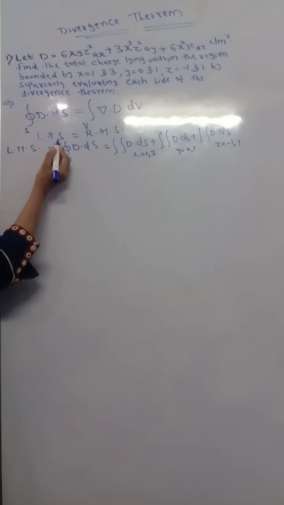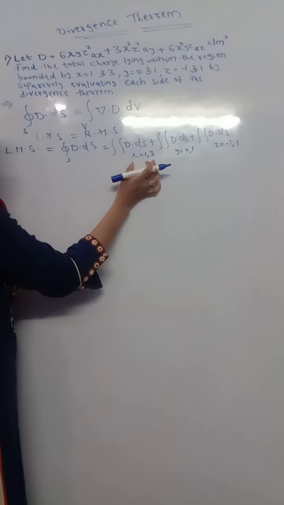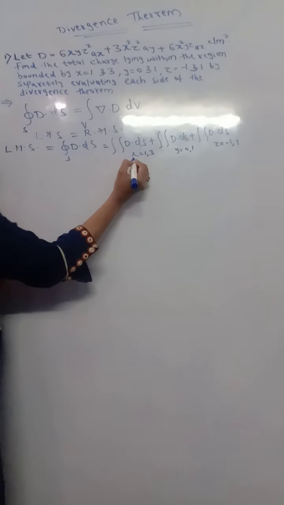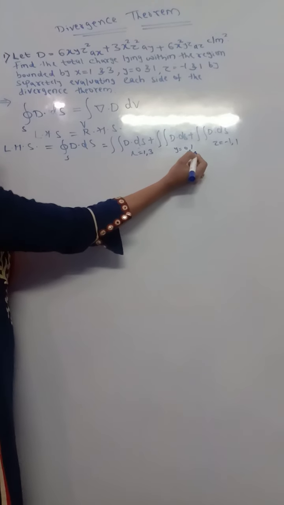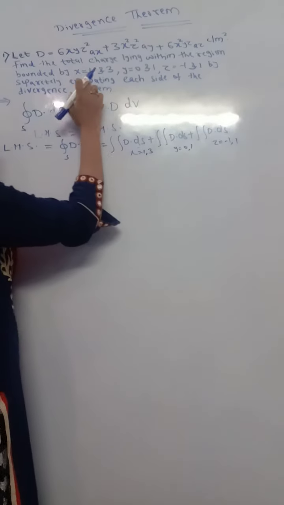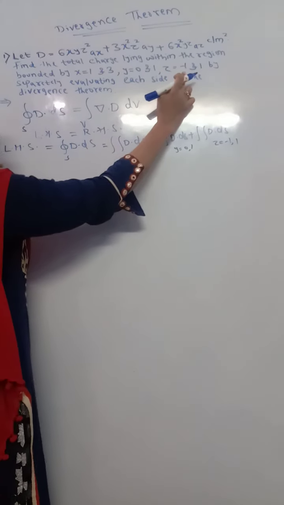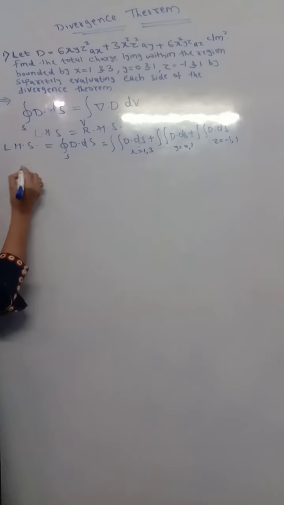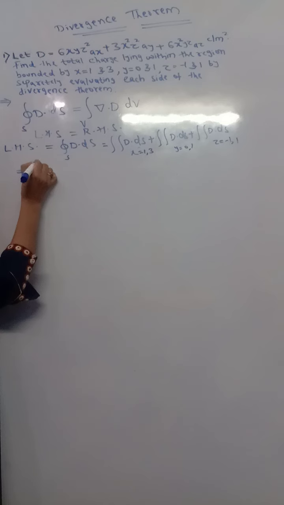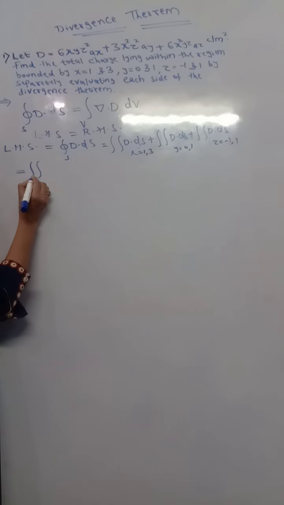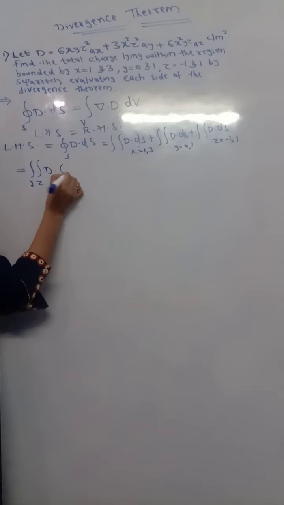So start with the left-hand side, the integral of D dot dS. You need to substitute the values: x is from 1 to 3, y is from 0 to 1, and z is from minus 1 to 1. How are these decided? Just as mentioned: x is 1 and 3, y is 0 and 1, and z is minus 1 and 1. Okay, so now do it individually. How can we do it? The double integration will be as it is. One will be related to y, the other related to z, D will be as it is.